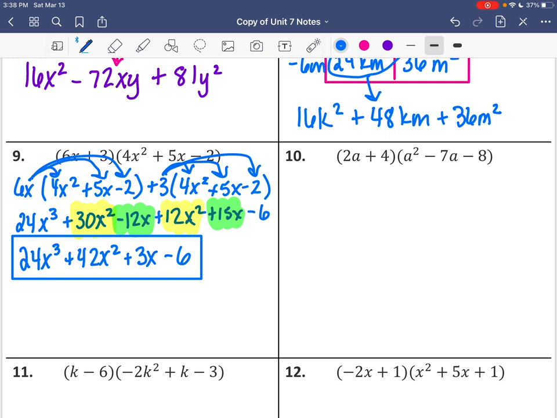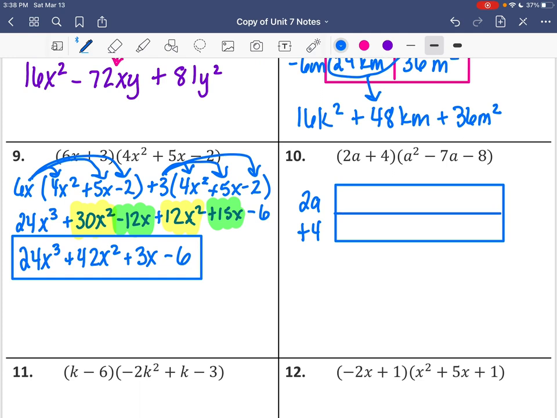All right, we're going to do the second one here, number 10, as a box method. Now this time when you do a box method, I would do the 2a plus 4 on the side, and then do the a squared minus 7a minus 8 across the top. Okay, so I'm going to go ahead and draw out that box. Hopefully I make it big enough. And then this goes all the way across to separate 2a plus 4. And then I'm going to have a squared minus 7a minus 8.